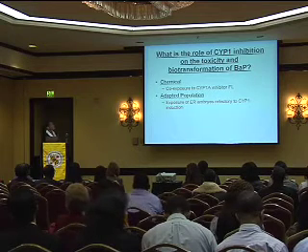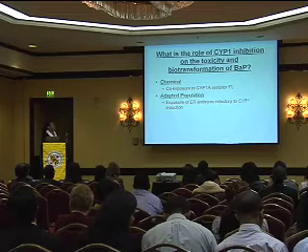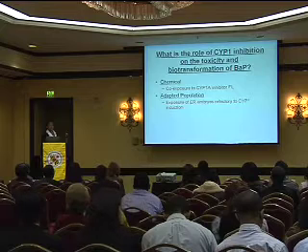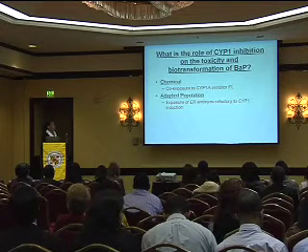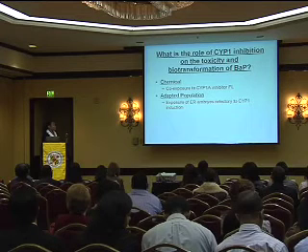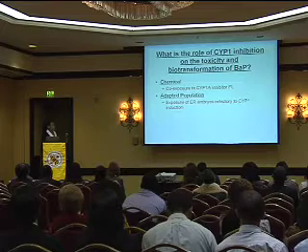So my question is, what is the role of CYP1 inhibition on the toxicity and biotransformation of BAP? I'm looking at that from a chemical standpoint. I co-expose the embryos to benzo[a]pyrene and the CYP1A inhibitor fluoranthene, and I'm also looking at the adaptive population. So what happens if I expose the ER embryos that are refractory to CYP1 induction?